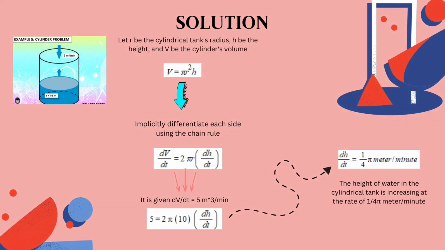So, the final answer for this question is that the height of water in the cylindrical tank is increasing at the rate of 1 over 4 pi meters per minute.